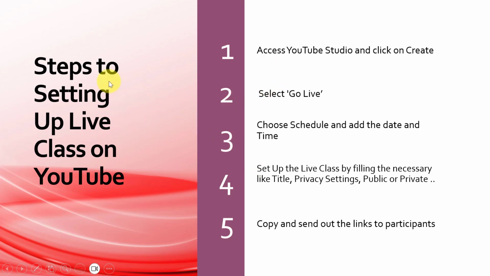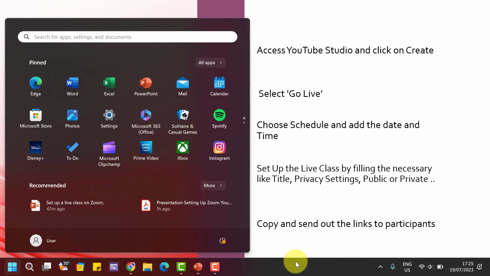What we need to do is to follow the steps to setting up live class on YouTube. So access the YouTube studio and click on create. It's as simple as that. Then you select go live. So you can also schedule and add date and time. You can also set up live class by filling the necessary features like title, privacy setting, making it public or private. Then again, you can copy and send out the links to participants. So let's see how to do this on YouTube.